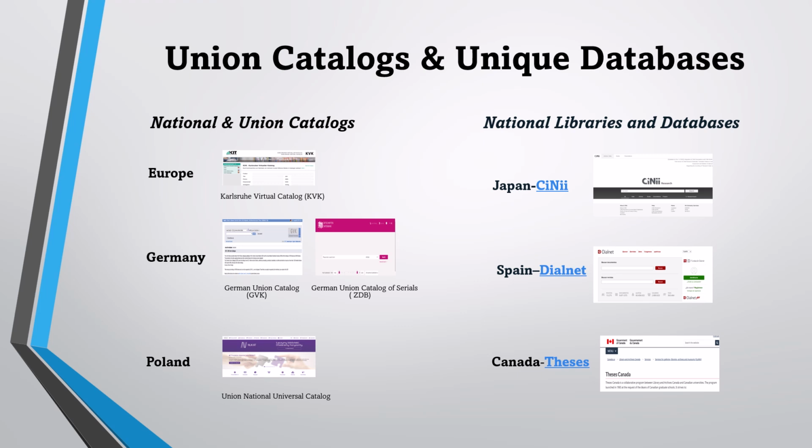National libraries and databases. Japan, CNI. If you ever need materials related to Japanese studies, CNI is the place to go. Spain, Dialnet. Search Dialnet for Spanish-language journal articles from Spain and Latin America. In Canada, the Canadian Theses and Dissertations database indexes more than 425,000 Canadian theses and dissertations from 1965.